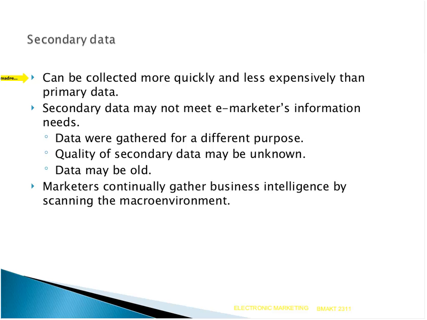Data were gathered for a different purpose. This is one of the reasons why these data are not going to be really helpful. Quality of secondary data may be unknown as well. Sometimes not all of the secondary data are going to be collected or gathered by reputable organizations or governmental organizations. Sometimes they are just available over the internet or other sources, but you don't know the authenticity of the information, so that can be another problem.